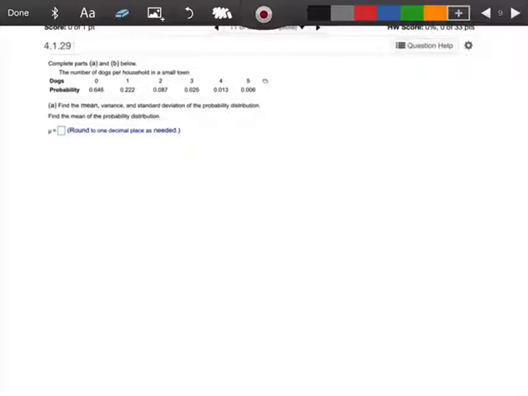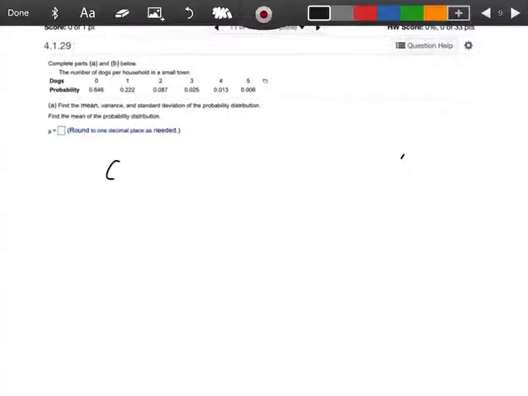All right, so this next problem here, guys, this is number 11 out of the review session. And it says complete parts A and B below. The number of dogs per household in a small town. And so we have this probability distribution. So we have the number of dogs 0, 1, 2, 3, 4, 5, and then the probabilities for each of them. And it's asking us in part A to find the mean, the variance, and standard deviation of the probability distribution.